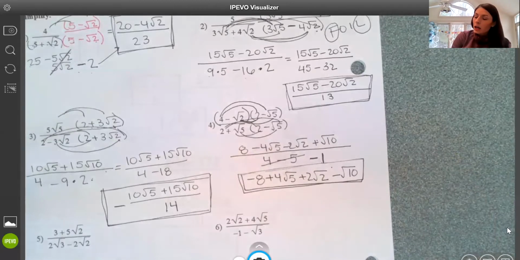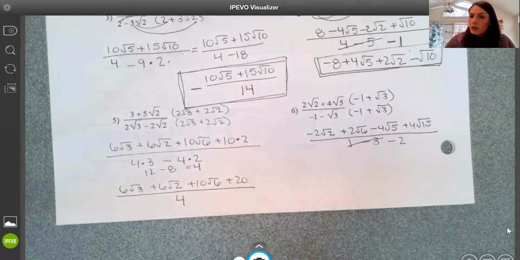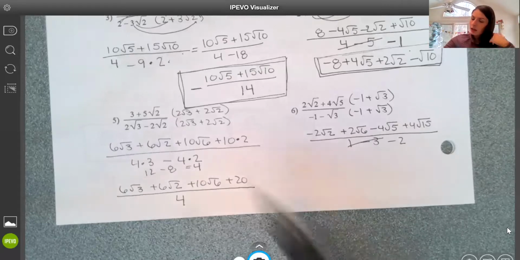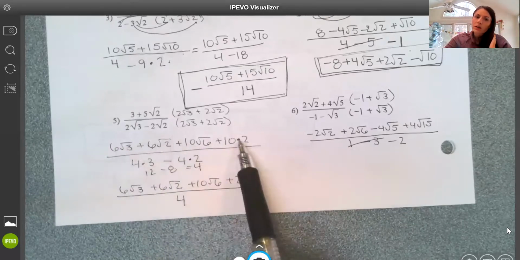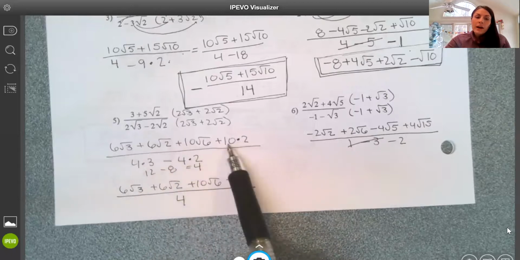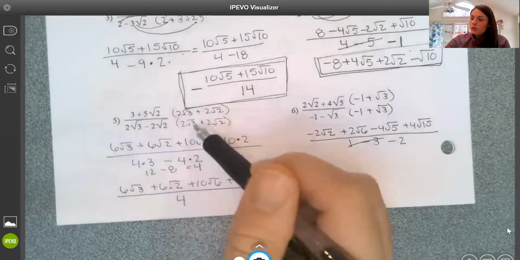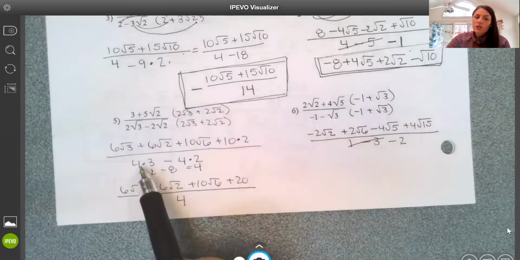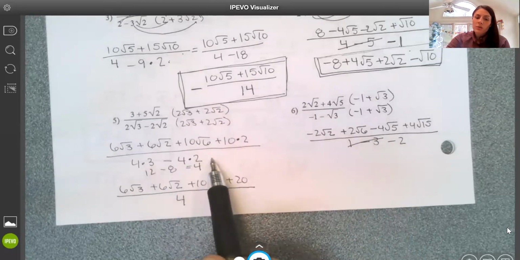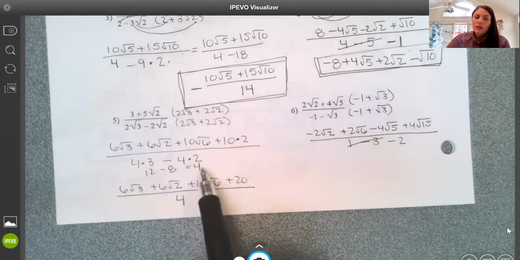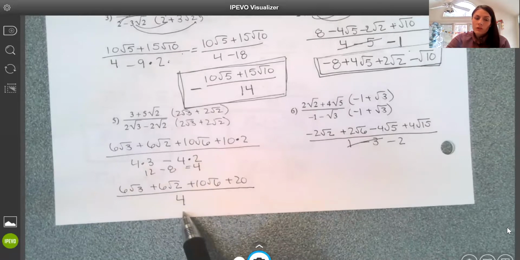So now I want you to try the last 2 on your own. Pause the video and then continue it and see how you do. Okay, so I stopped both of these kind of partway through. So go ahead and check what you got for the numerator here on number 5. And then in the denominator, again, we like to do first and last, which gives me 4 times 3 minus 4 times 2, or 12 minus 8, and 4. Okay, so I have my numerator from being multiplied out, and cleaning up the denominator, rationalizing it gives me 4.